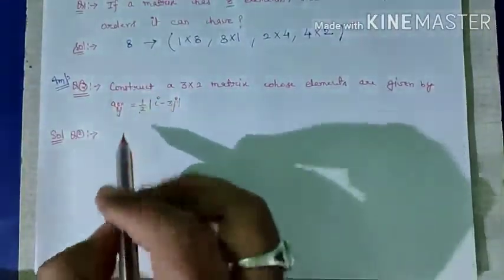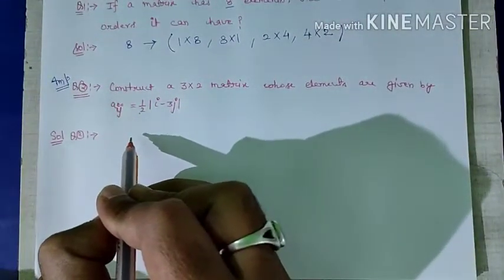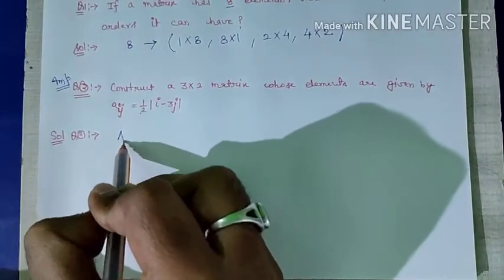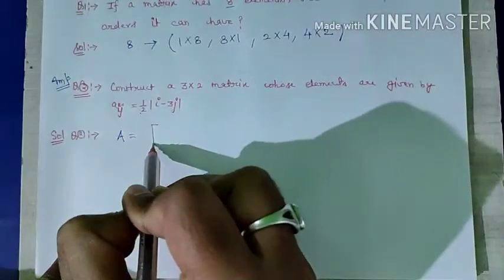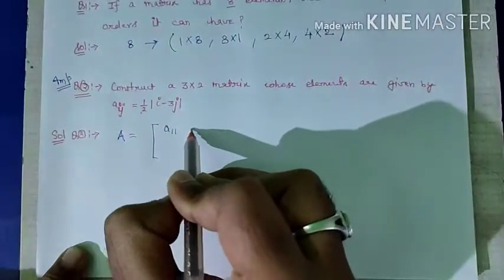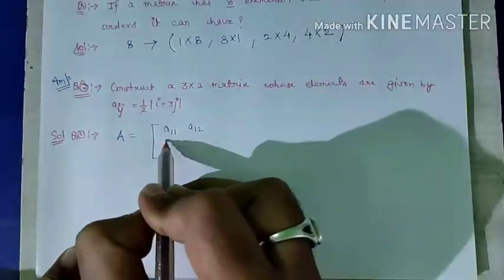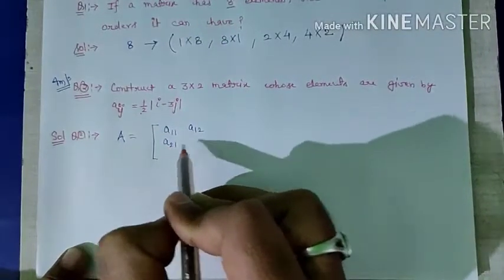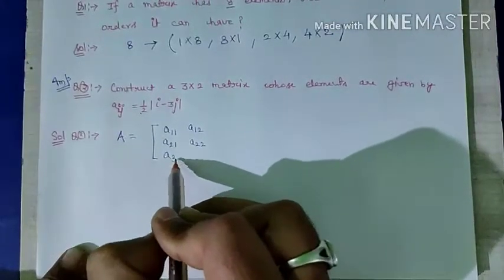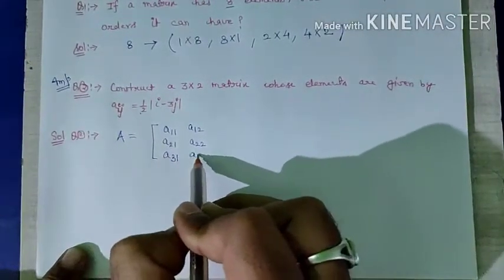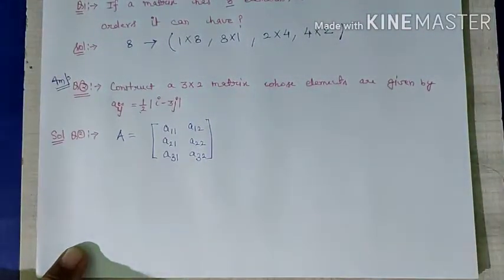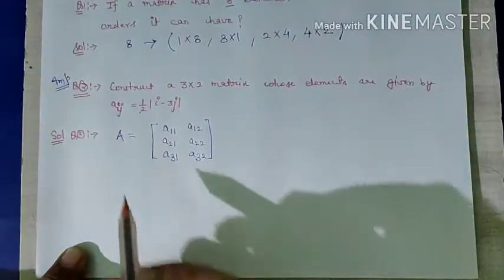Construct. So first of all, we will say in general a 3 by 2 matrix can be written in this way: a11, a12, a21, a22, a31, a32. We have just studied about this concept.